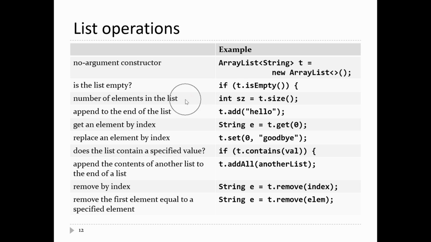Number of elements in the list we've already seen. It's just the size method, so t dot size. Again, don't get this confused with the plain old array. For the plain old array, it's a dot length.